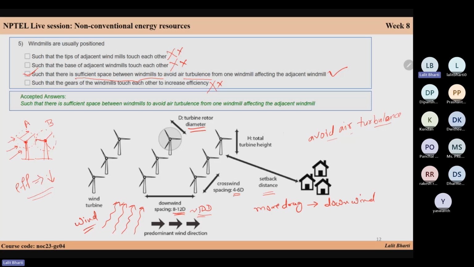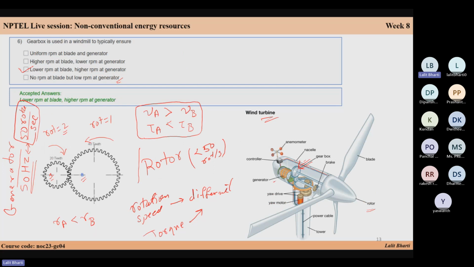Okay, so this question is again clear, that they should have sufficient distance between each other to avoid any kind of air turbulence. Then we have the next question.